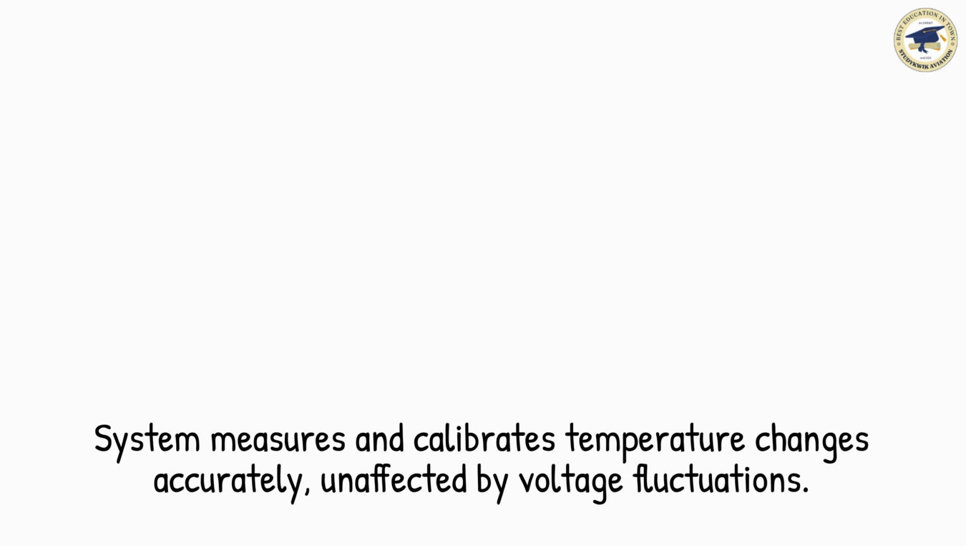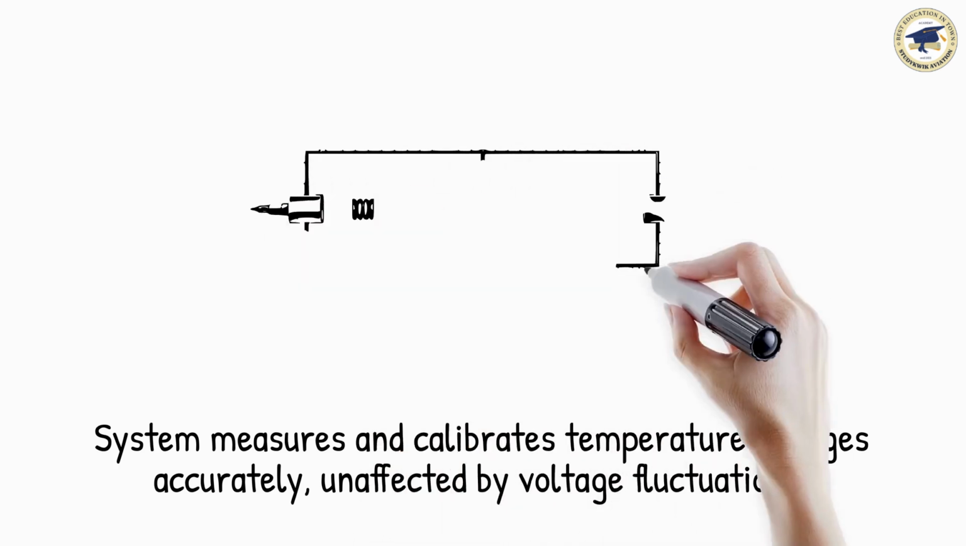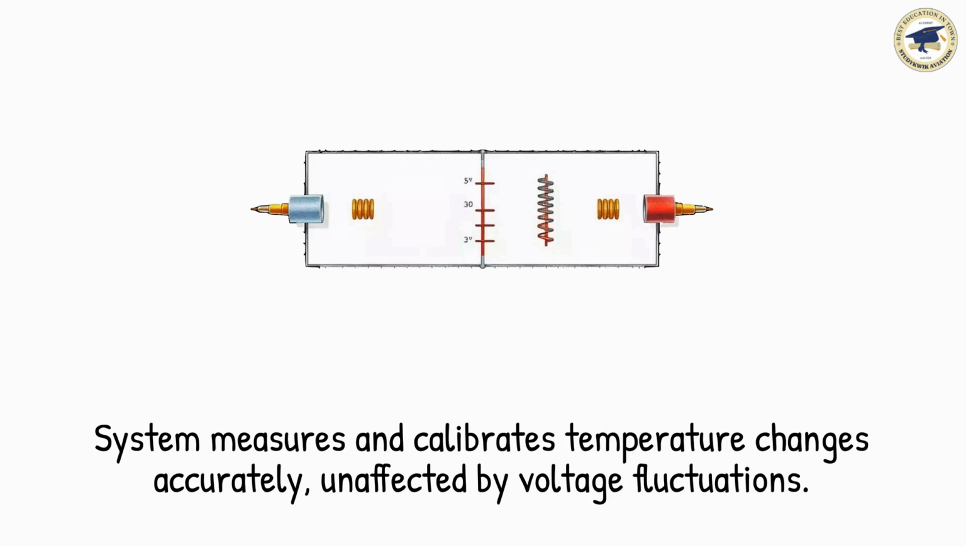This is an accurate system which can detect even small changes in temperature, and as the system works on the principle of balancing resistances, any fluctuation in the circuit voltage will not affect the accuracy of the system.